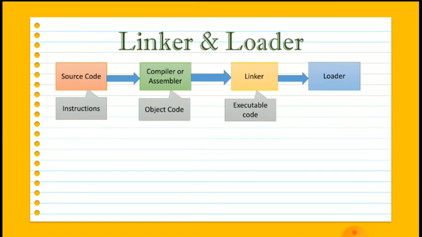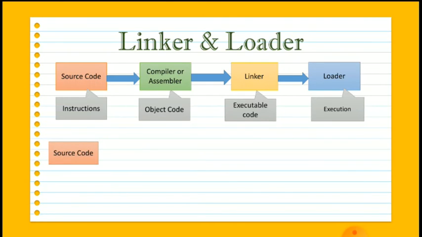Then the loader takes the executable code generated by linker and loads that executable code into the main memory for execution. Loader allocates the main memory space to the executable code in main memory. After this whole process, you will get the final output.